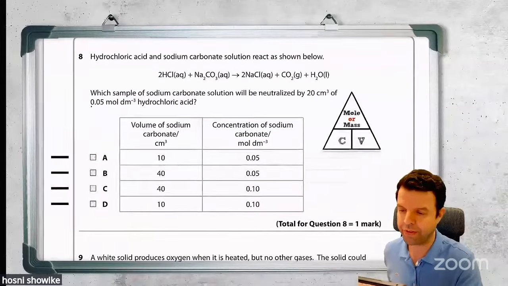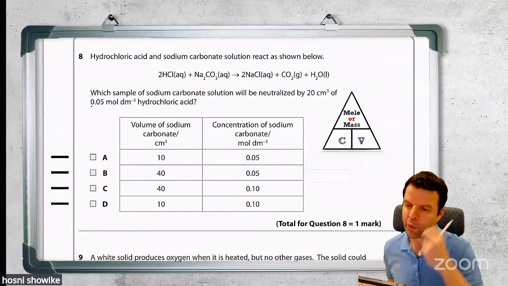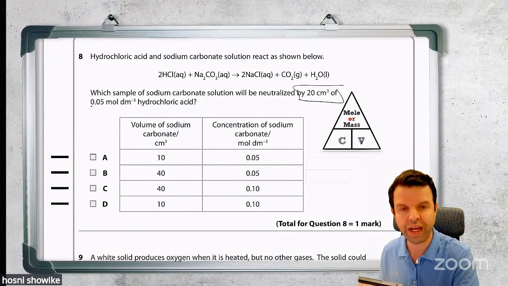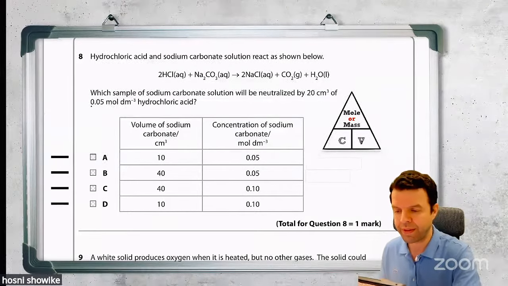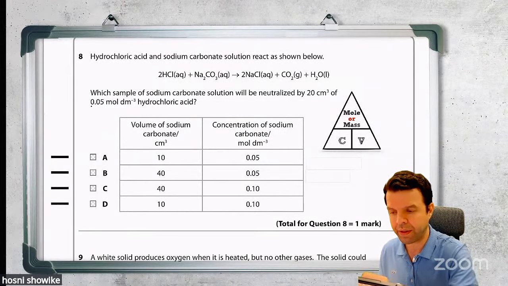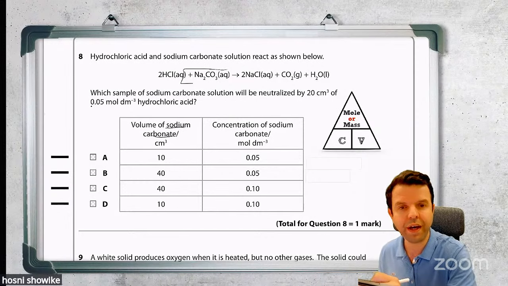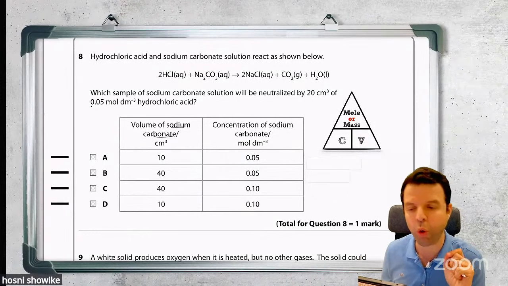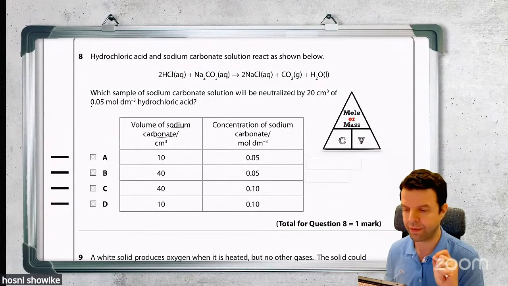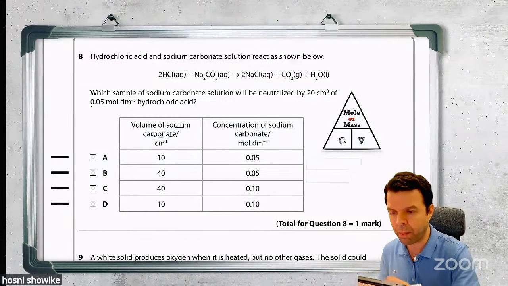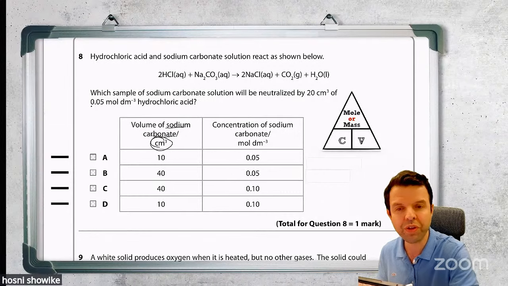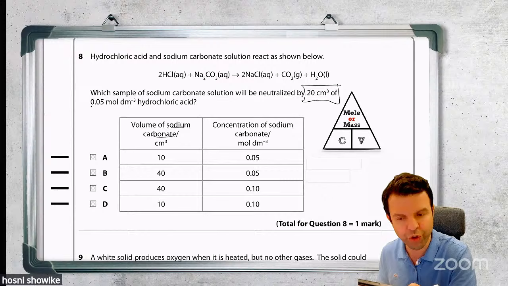Number 8, calculation. Which sample will be neutralized with that much acid? So these are the sodium carbonate, the base, reacting with this acid. I just want to find which one matches the same number of moles as in the acid. So to start with, I'll find the moles of the acid. Did you notice that this is cm cubed? So there's no point in me converting to dm cubed here while my answers are all in cm cubed.